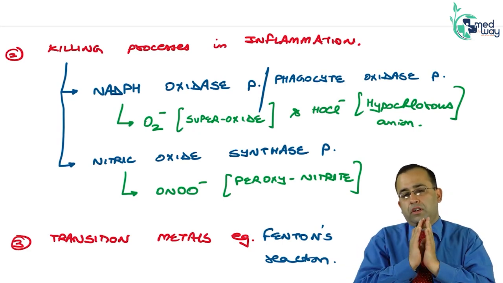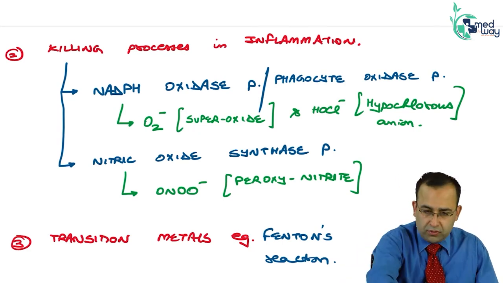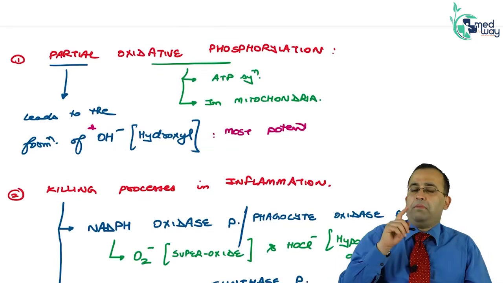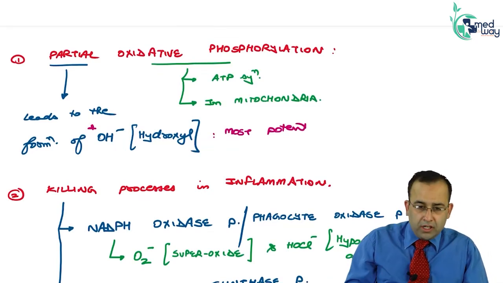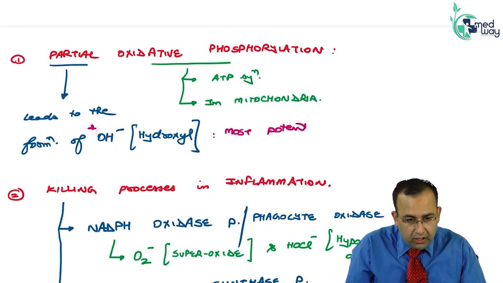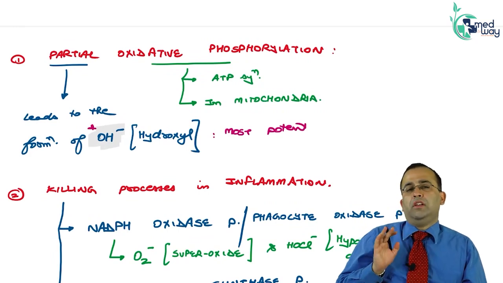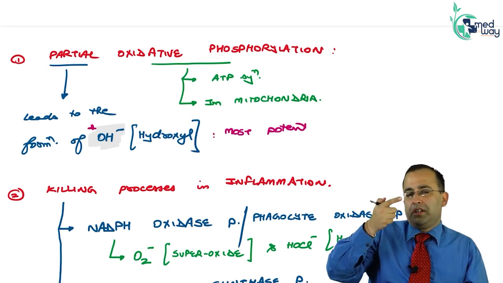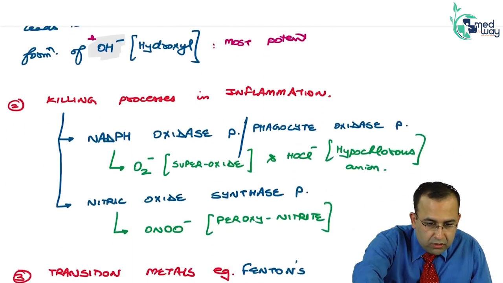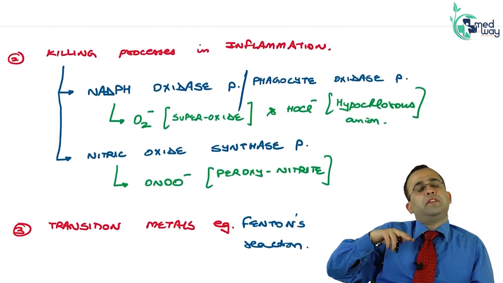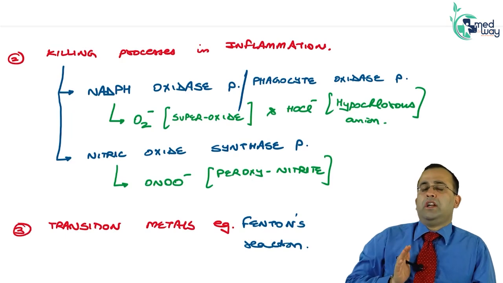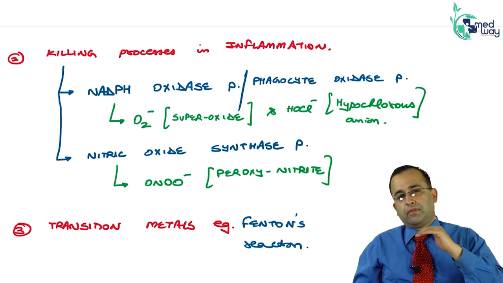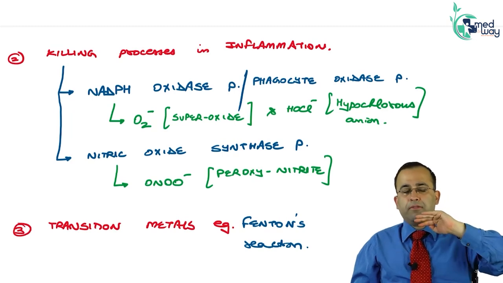This is about generation of free radicals. There were three methods of generation. Partial oxidative phosphorylation, which leads to the formation of hydroxyl free radical. It is the most potent free radical. और कौन से मेथड हैं? Killing, जैसे NADPH oxidase pathway, hypochlorous anion and superoxide anion, and nitric oxide synthase pathway, that is peroxynitrite free radical. Lastly is transition metals, Fenton's reaction. This was generation of free radicals.